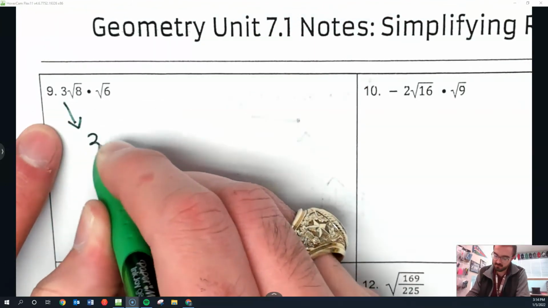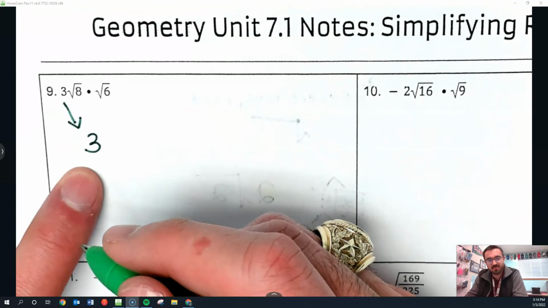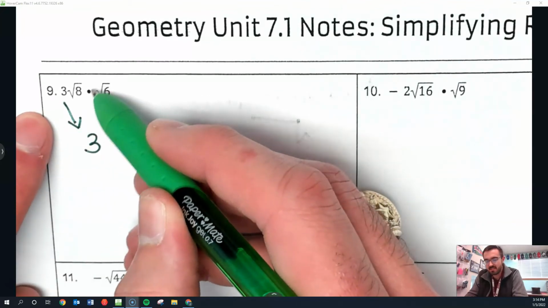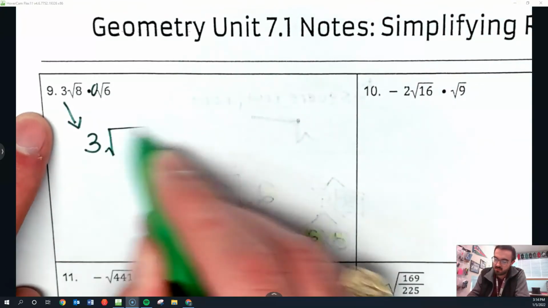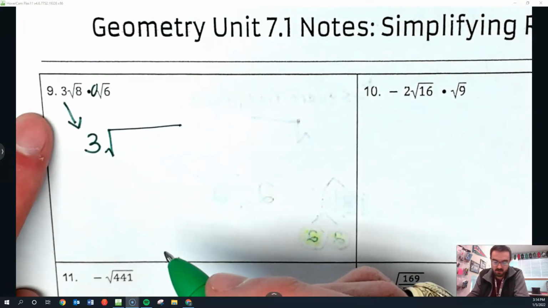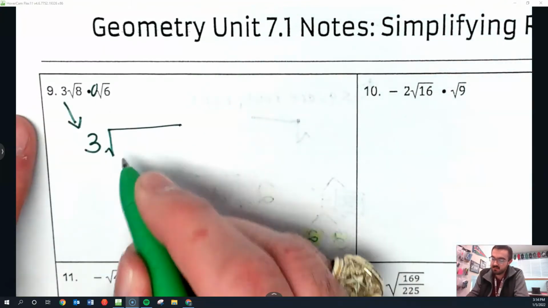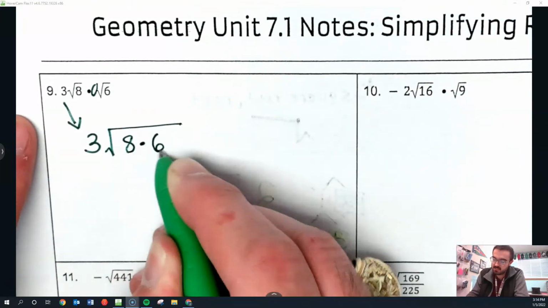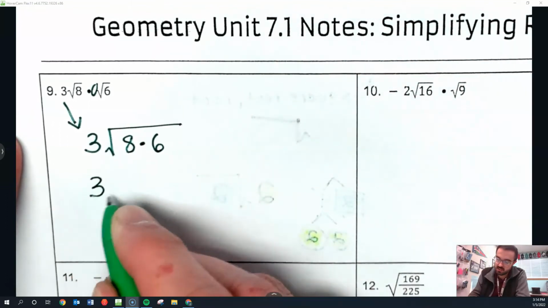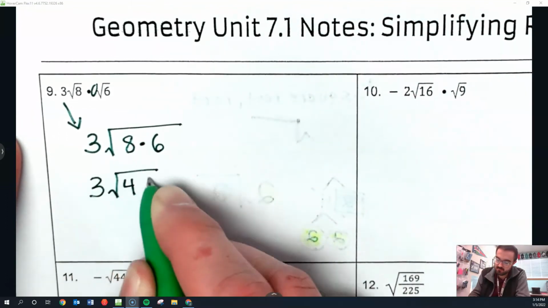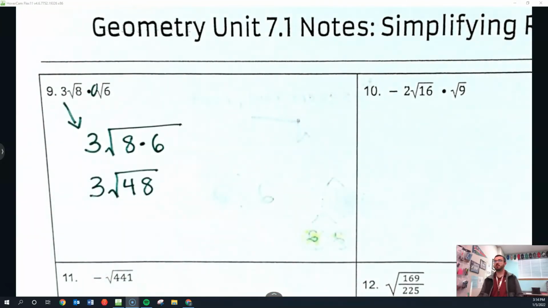3 could come down. There's nothing to multiply 3 by, though, right? Because there's nothing right here outside the radical. There's nothing there. So now we start inside the radical. 8 times 6 would give me 48. So 3 root 48. Okay, let's stop and make sure we know how we did that.